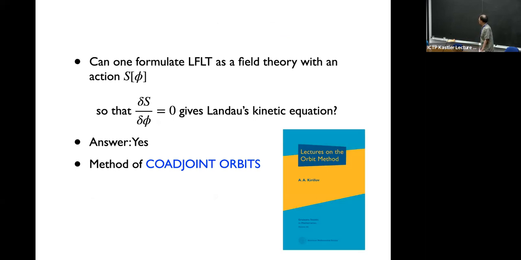Now, in this talk, I want to answer a simple classical problem. The question is, can one reformulate Landau's equations as an equation that comes out of some action S depending on some field phi, so that delta S over delta phi equal to zero is identical to Landau's kinetic equation? And my answer to this question is yes, one can do that. And the method that one needs to use is the method of coadjoint orbits.